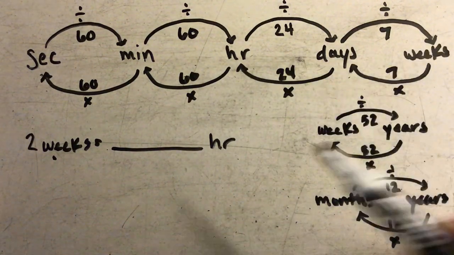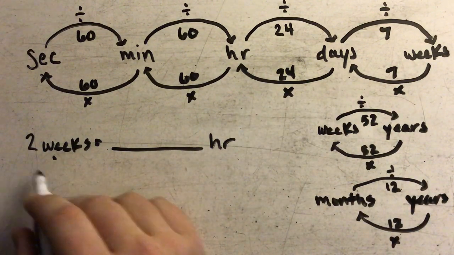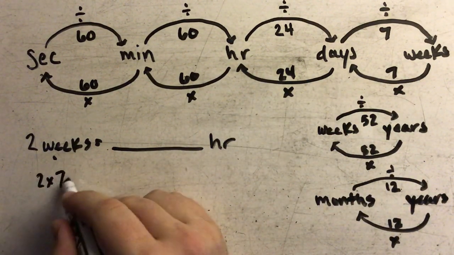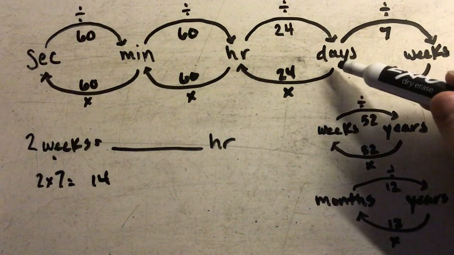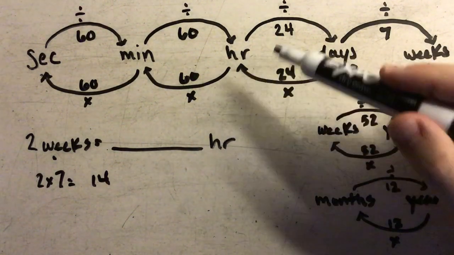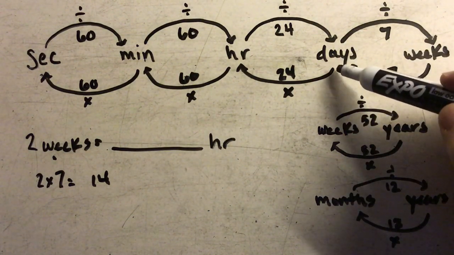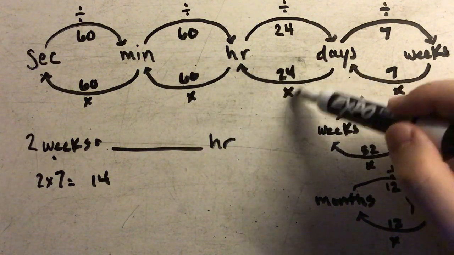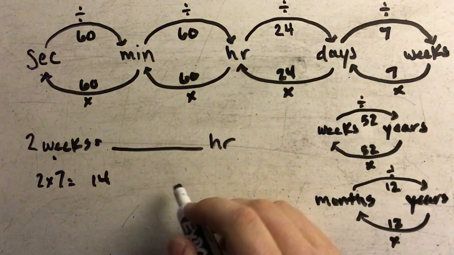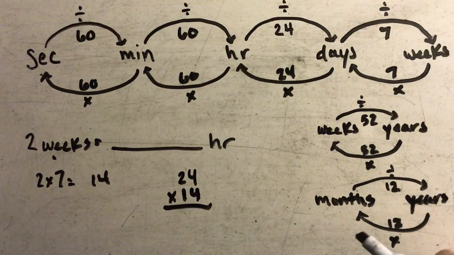So from weeks to days, I see that I first need to multiply by 7. So 2 times 7 is 14. And that tells me there are 14 days in 2 weeks, but that doesn't tell me how many hours there are in 2 weeks. So now I'm going to take 14 days, and I'm going to convert it to hours by multiplying by 24. So 24 times 14.